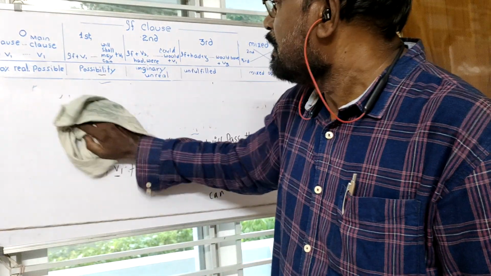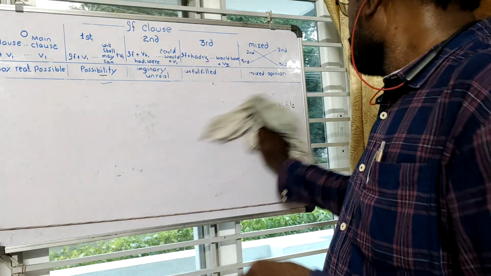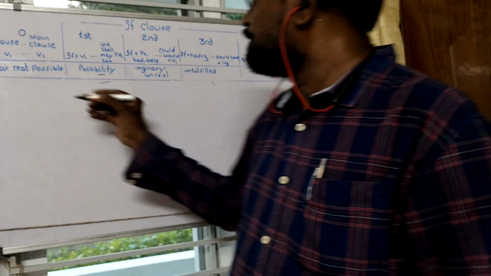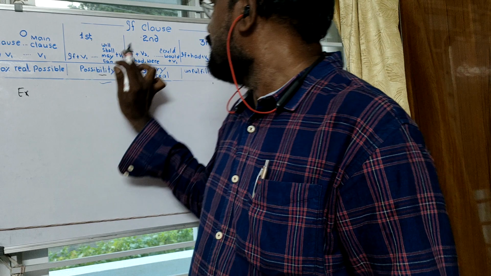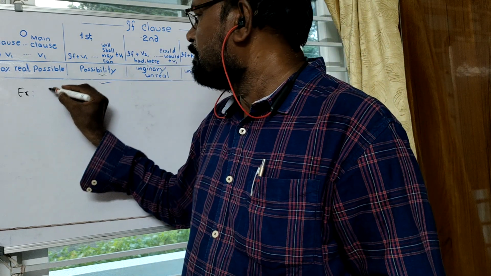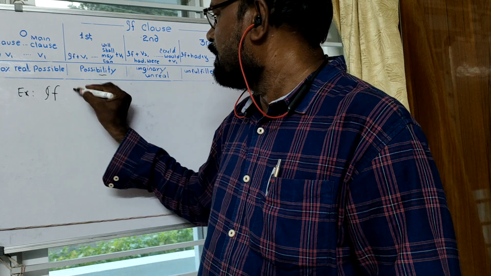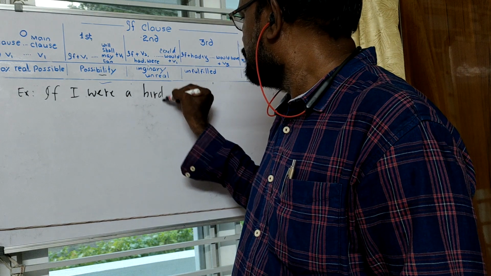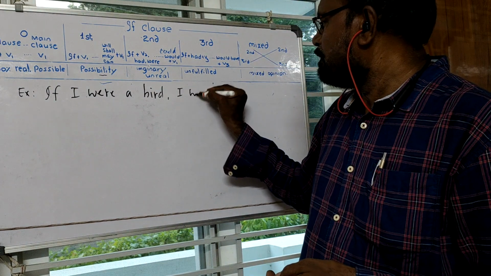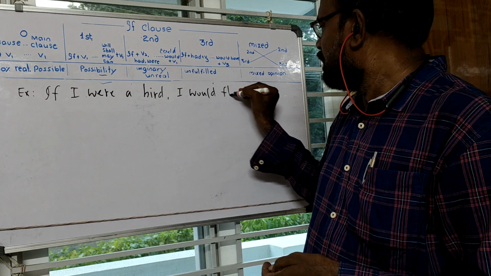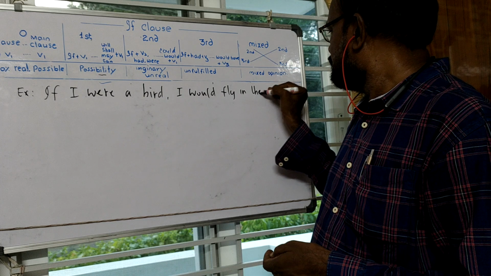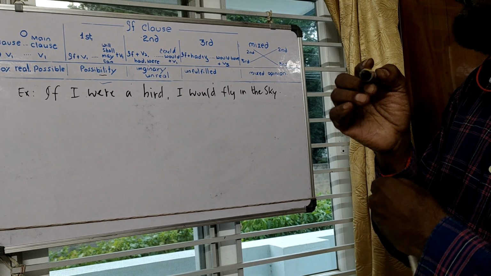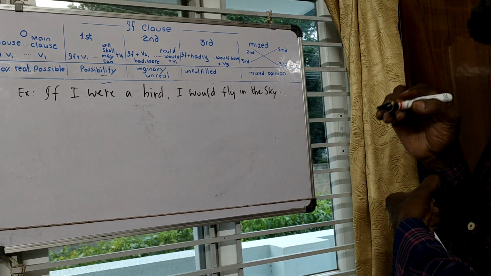Come to the second condition. I write here an example for the second condition. If I were a bird, I would fly in the sky. I would fly in the sky. See the sentence: If I were a bird, I would fly in the sky.